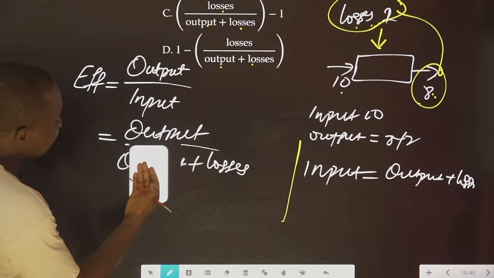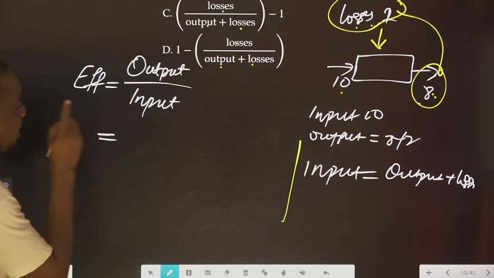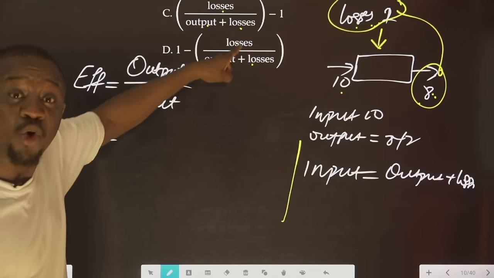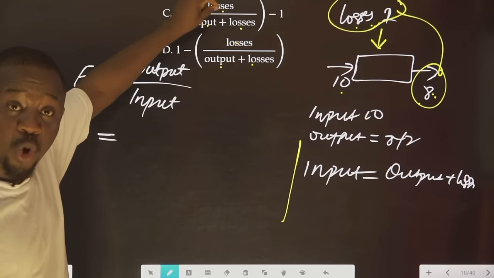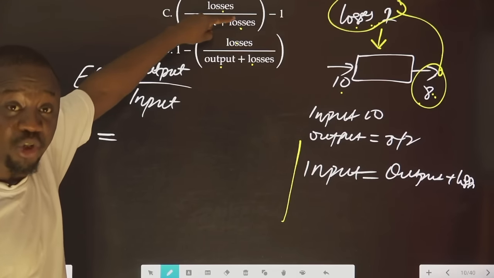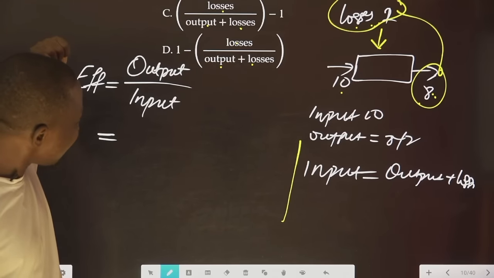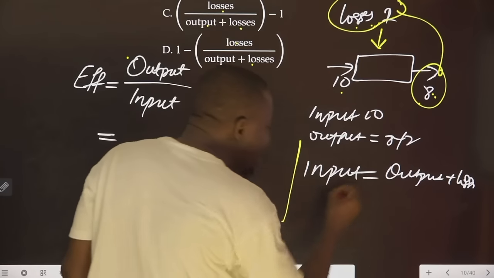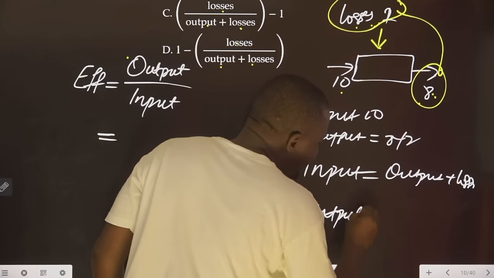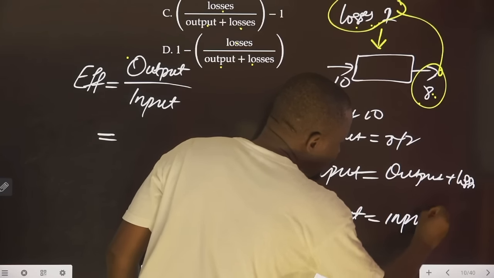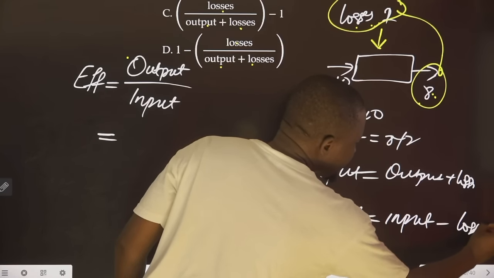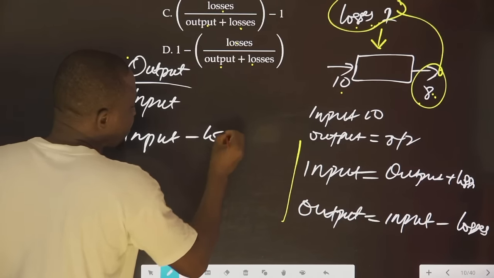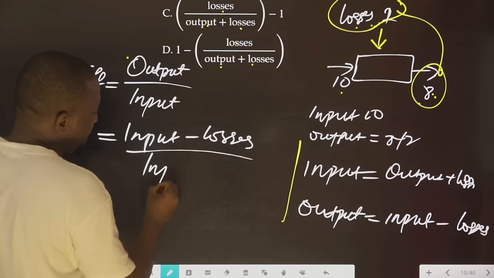Why not just save myself the embarrassment? I will come here now to look for output, because output is not at the numerator of these two I'm currently considering. So what I'm seeing at the numerator are losses. Therefore, I need a situation where I can remove this to have losses at the numerator. And the only way is to make the output the subject of formula, say input minus losses. So I will come here now to replace this with input minus losses all over input.